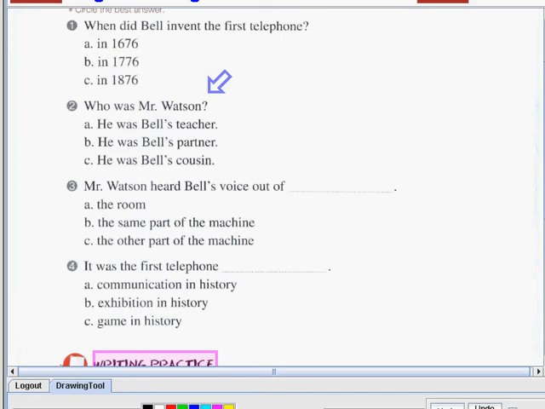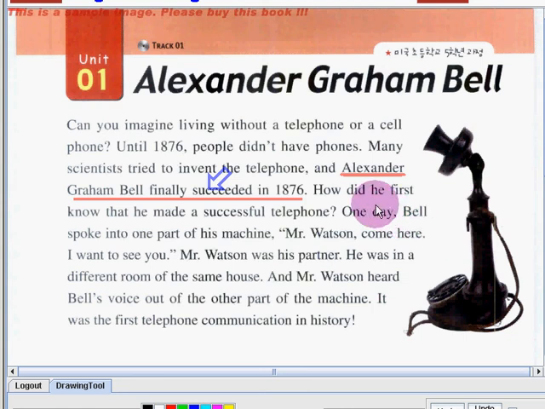Okay, so now it's time to find the correct answer from those questions. So let's start on number 1. When did Bell invent the first telephone? The answer is letter C, in 1876. So let's look back on the article so we can see why this is the answer. Alexander Graham Bell finally succeeded in 1876.